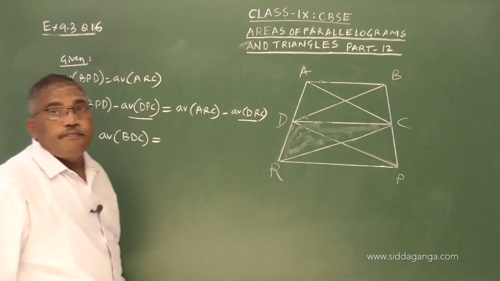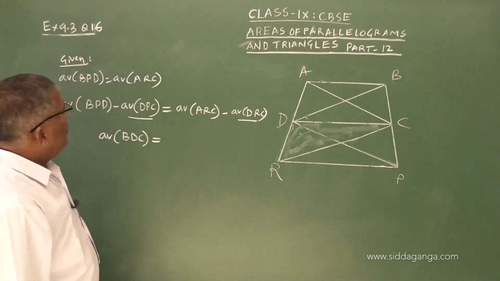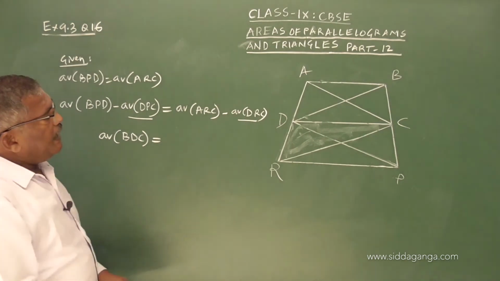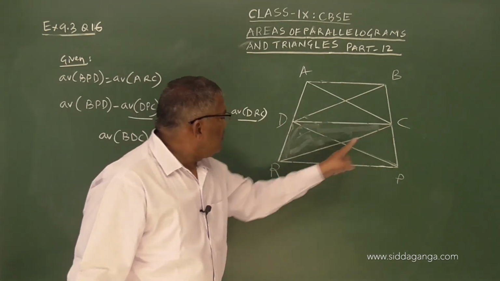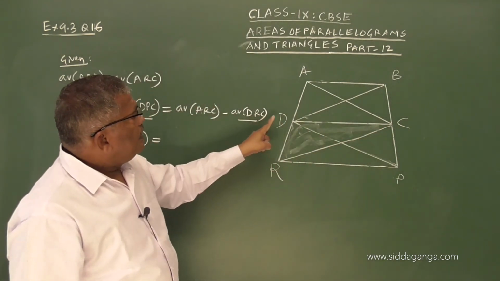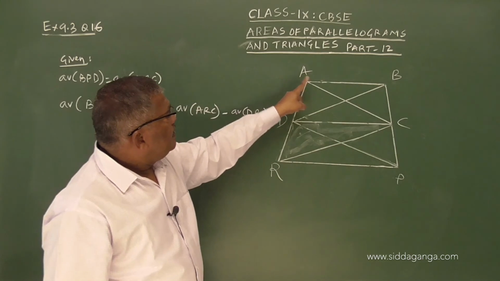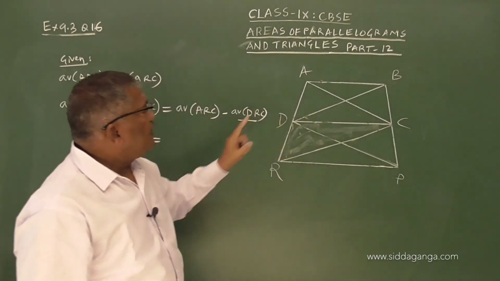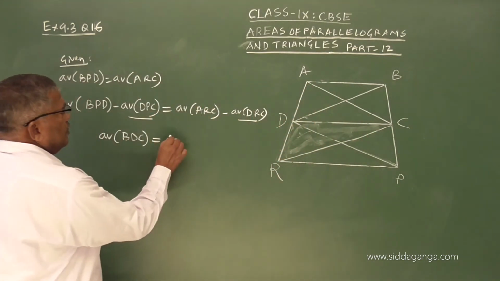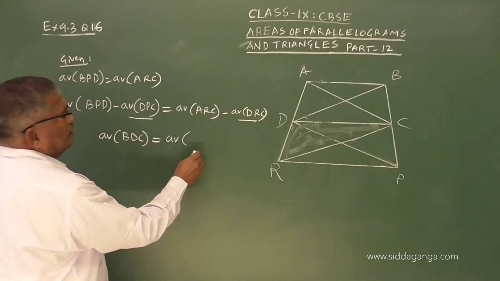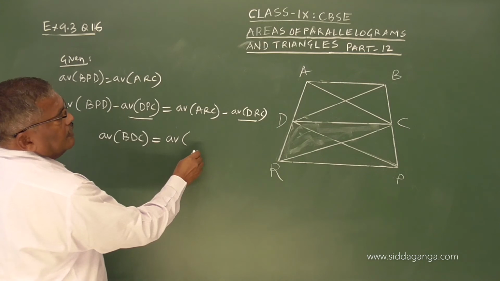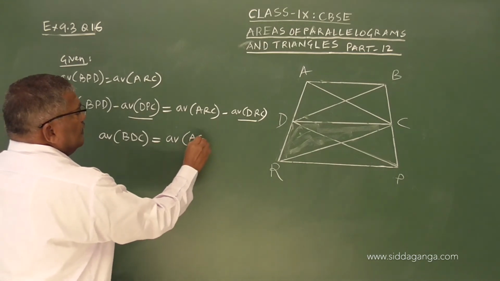Right side. So, on the right side what happens? ARC minus DCR is ACD. So, area ACD.